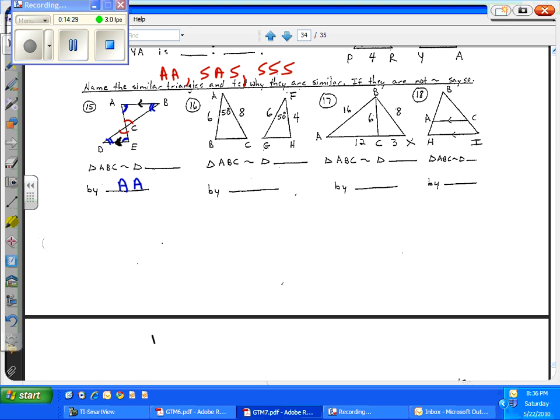Now, A is equal to E because they're alternate interior angles, and the lines were parallel. So angle A goes first with E in first. Angle B is alternate interior to D, so they were equal. B's in the middle, so D goes in the middle. The C's were vertical angles that were equal, and so the C goes with the C. Any questions on number 15?